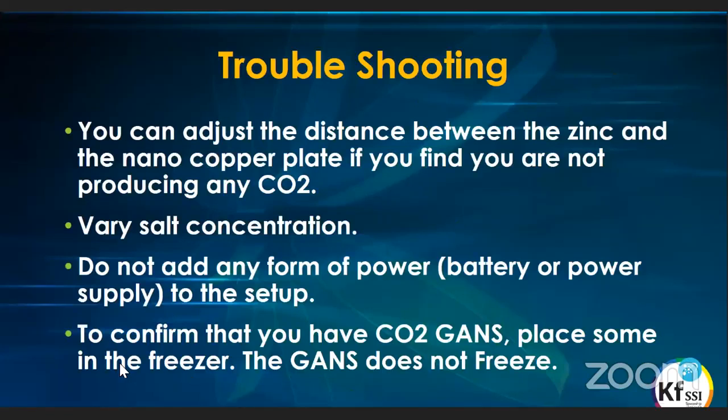So, troubleshooting: one can adjust the distance between the plates, between the zinc and the nanocopper plate. If you find you're not producing any CO2, one can also vary the salt concentration. And very importantly, we do not add any form of power supply or battery to this setup at all. Another way to confirm that you have the CO2 GANs is to place some in the freezer, as the GANs does not freeze.